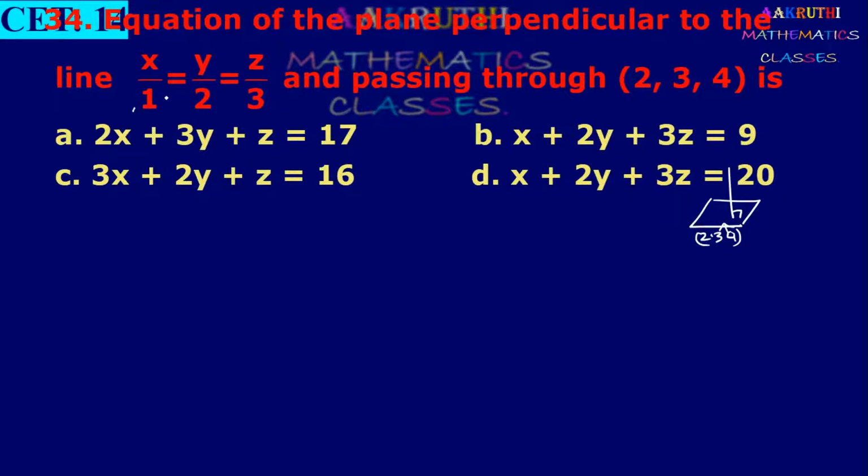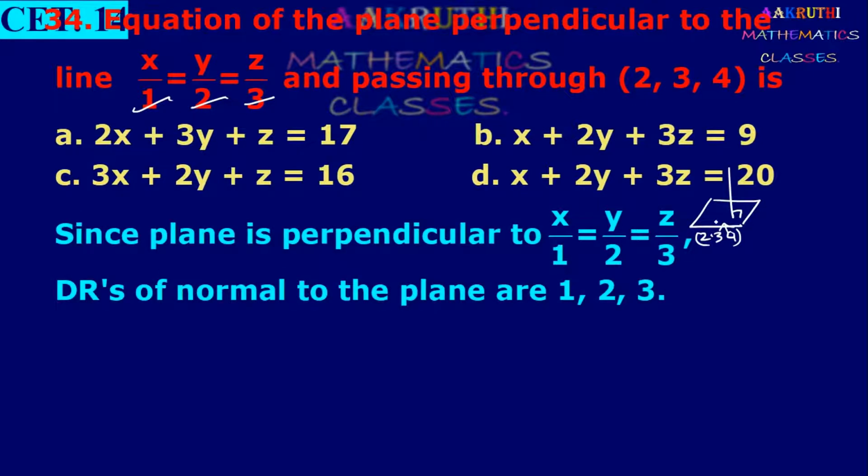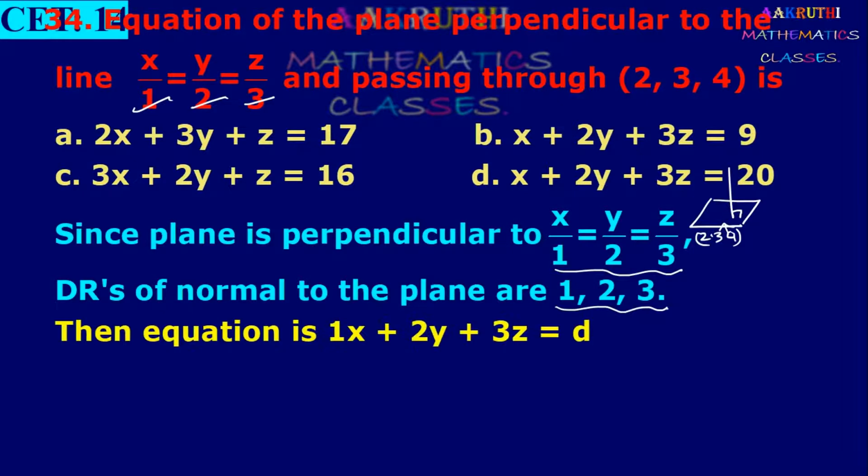So here we can consider 1, 2 and 3, which are the direction ratios of this line, as the direction ratios of the normal to the plane. So here the direction ratios of the normal to the plane are 1, 2 and 3. And then the equation of the plane is given by 1x plus 2y plus 3z equal to d. So here a value is 1, b value is 2 and c value is 3.